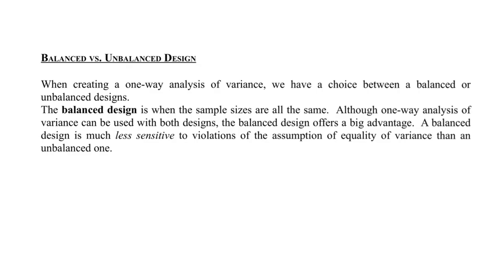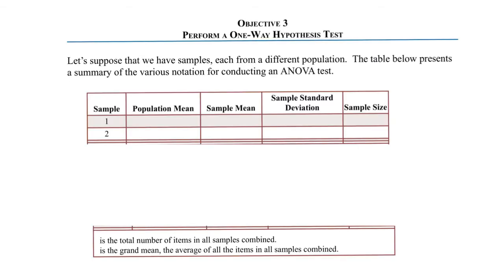So in summary, with a balanced design, the effect of unequal variances is generally not great. With an unbalanced design, the effect of unequal variances can be substantial. The more unbalanced the design, the greater the effect of unequal variances. Objective 3. Perform a one-way hypothesis test.